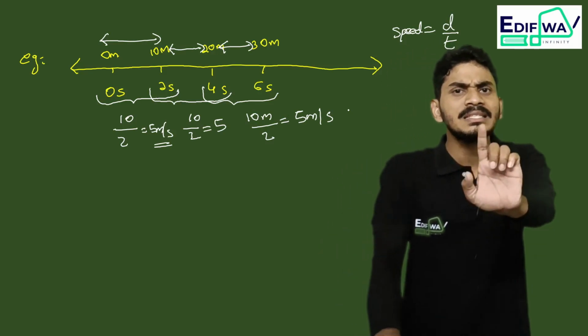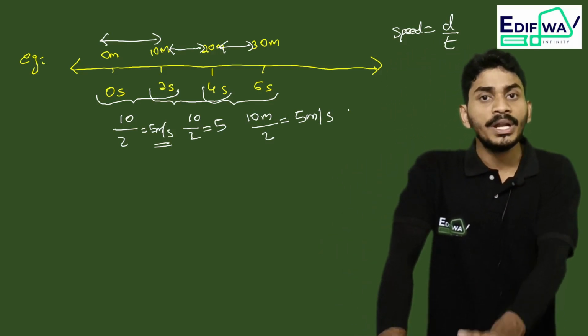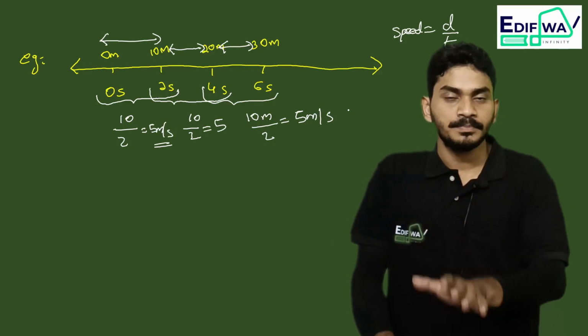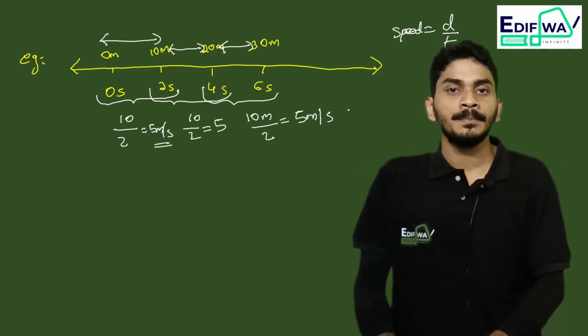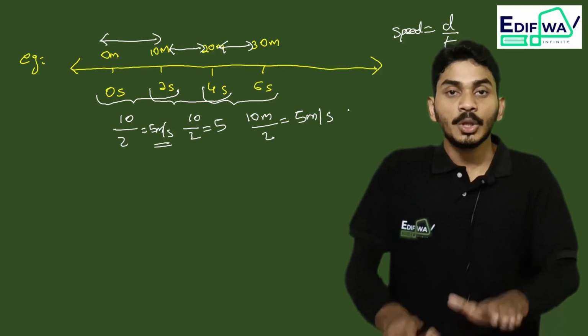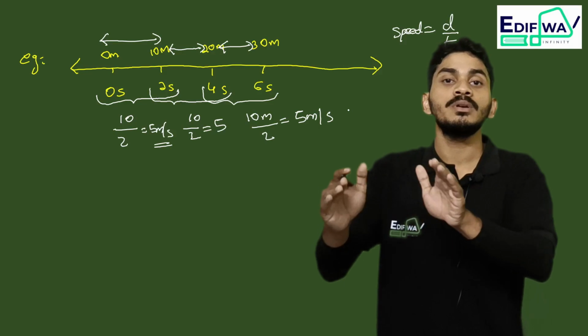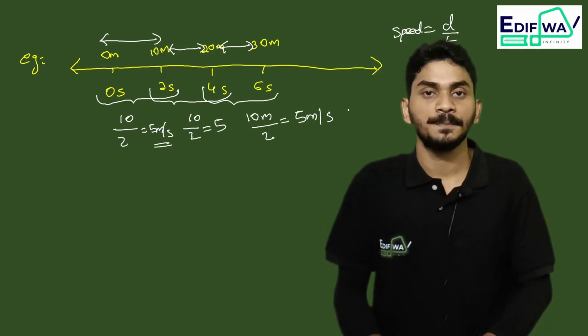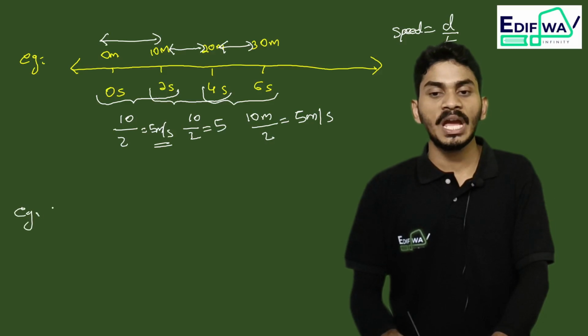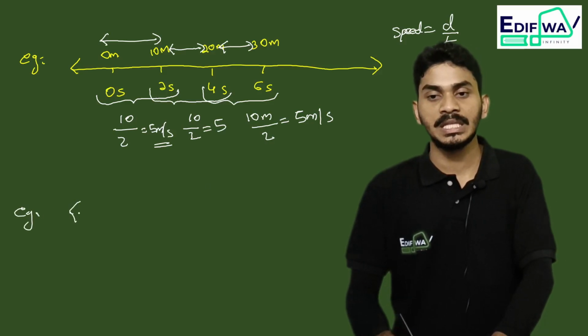So you can clearly see from this example that when the distance covered is equal, that is 10 meter, in equal intervals of time, your speed remains the same, that is 5 meter per second. So the body is traveling with a uniform speed, uniform motion. Now, if the body has unequal distance, let's see that also.